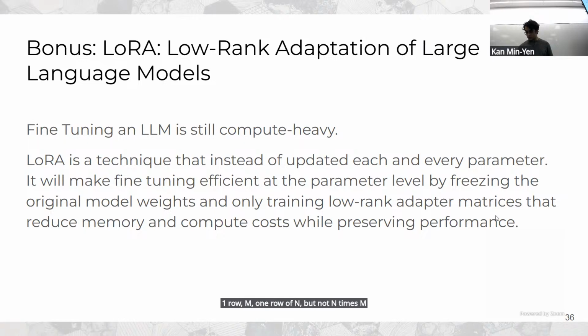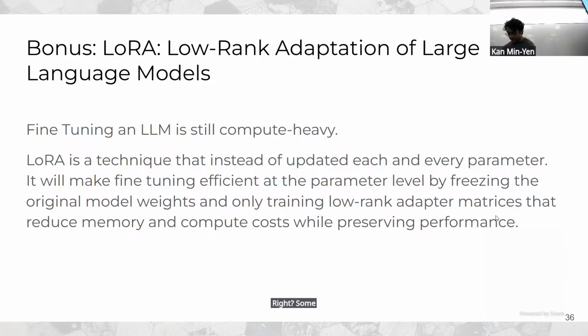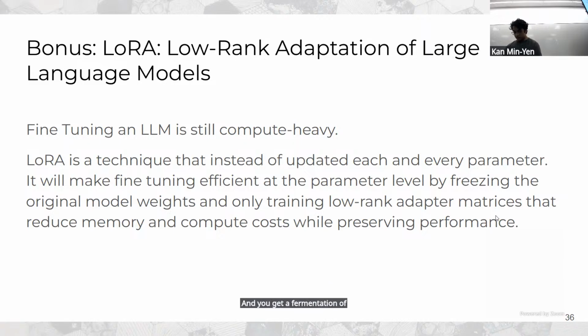I want to just tune m plus n. Because it's a low rank approximation, when I multiply that m times that n, I get out a low rank approximation of m times n. It's not a very good approximation, but it is an approximation. So what you do with this matrix is you add it to your existing frozen matrix. Some values will go up because the addition is positive. Some values will go down because what you're adding is a negative number, and you get a permutation of the original matrix. Does that make sense to everyone?